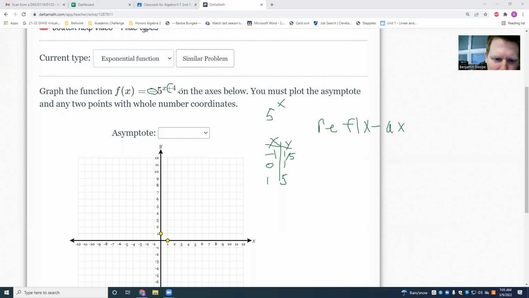And your exponent is your horizontal translation. So a plus in the exponent would actually mean left 4. We don't have anything in this problem, but if there was something added at the end here, that would be if you go up or down.